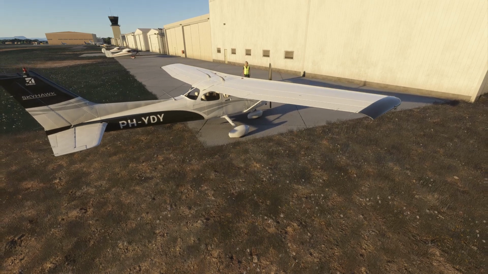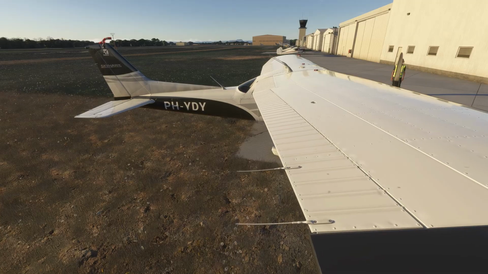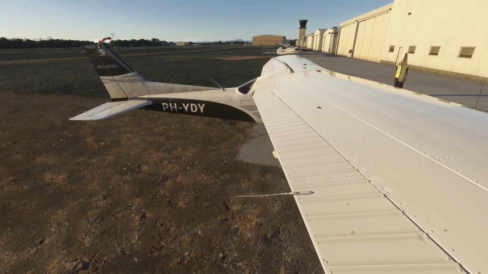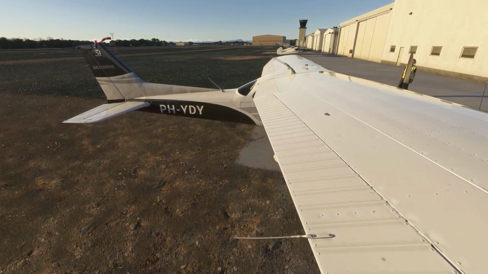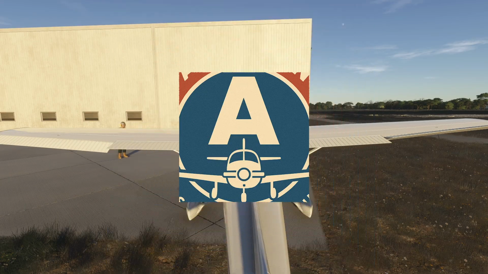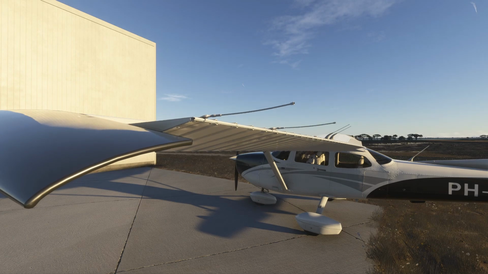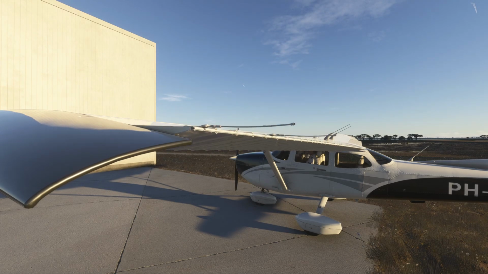Welcome to a brand new series, the Microsoft Flight Simulator Alphabet. Every week we're taking one letter from the alphabet and mastering a primary aviation term to help you become a better virtual pilot. Today we start at the beginning. A is for ailerons. If you've ever turned a plane in the sky, you've used them, but do you know how they actually work? Let's dive in.